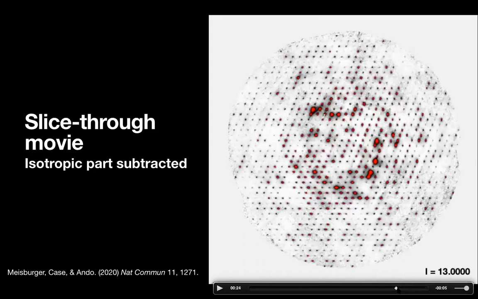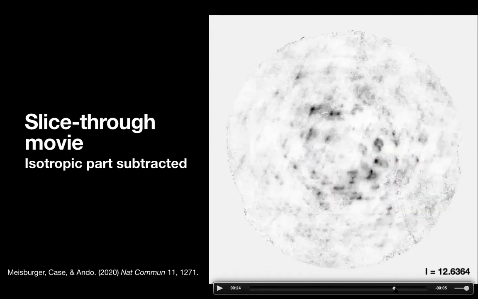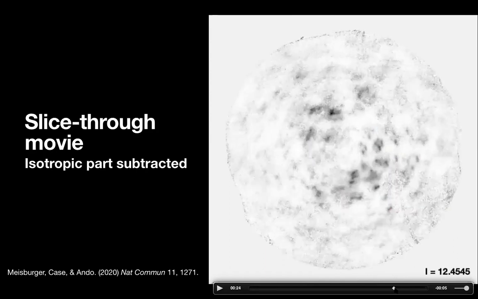Now, in between, so for example, if we go to a half integer plane, you don't see halos, but you do see this very interesting cloudy pattern. And this is coming about from short range correlations in the crystal.